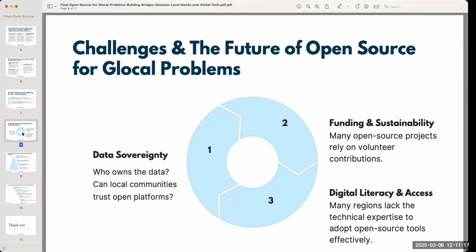And also we have challenges, as I'll call them, around digital literacy and access. Because if you're trying to go local as well, you would realize that many regions lack the technical expertise to adopt open source tools effectively. And hence why I mentioned translating, thinking about technical writing beyond just writing in the top 3 languages of the world, right? So how about you make it really, really local if you do have contributors from that area?